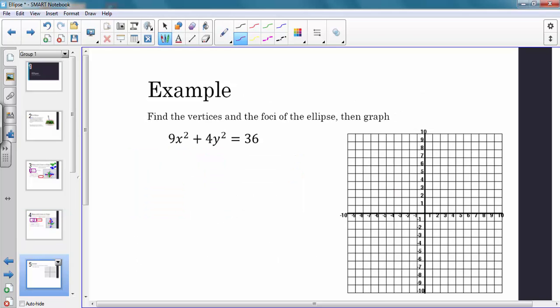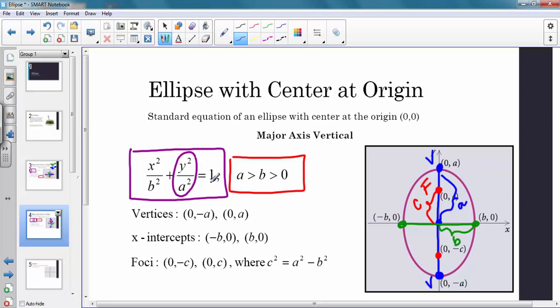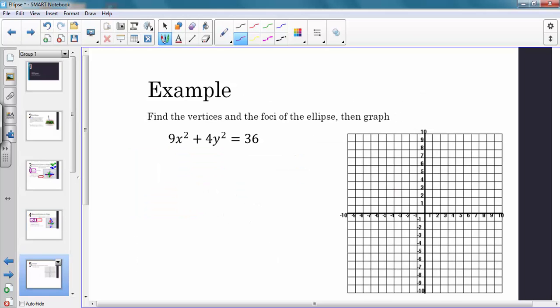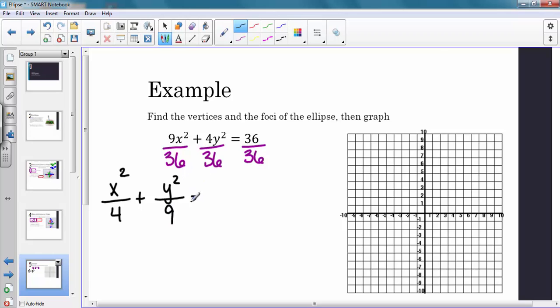So now we're going to look at our first example. This is not in standard form. Looking back at our equation, it always has to equal 1. So in order to get this equation equal to 1, I need to divide by 36. And whatever I do to one side, I have to do to the other. So now I need to divide both of these by 36. Now I'm going to rewrite my equation in standard form, and I get x squared over 9 divided by 36 is 4, plus y squared, 4 divided by 36 is 9. And now that equation is going to equal 1, so now I'm in standard form.